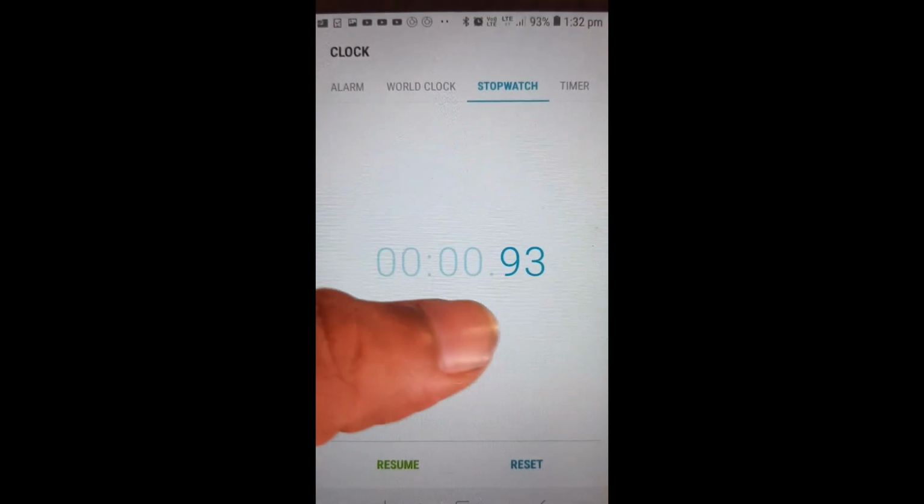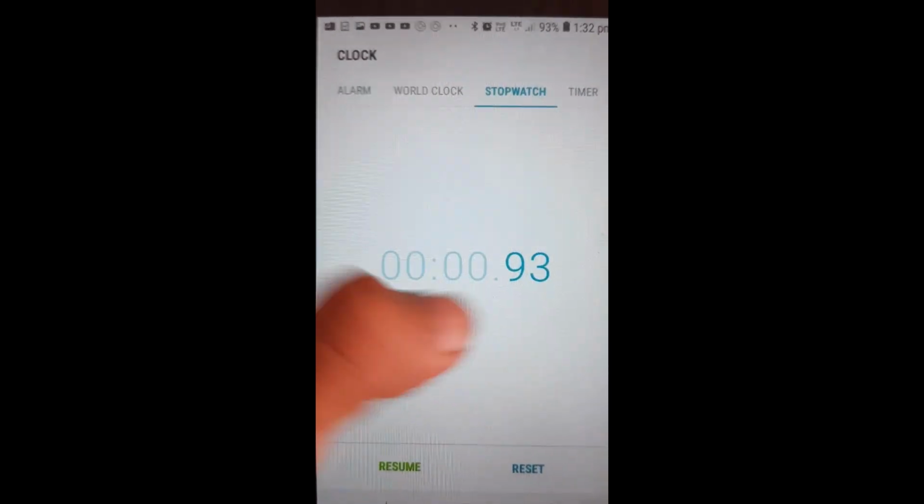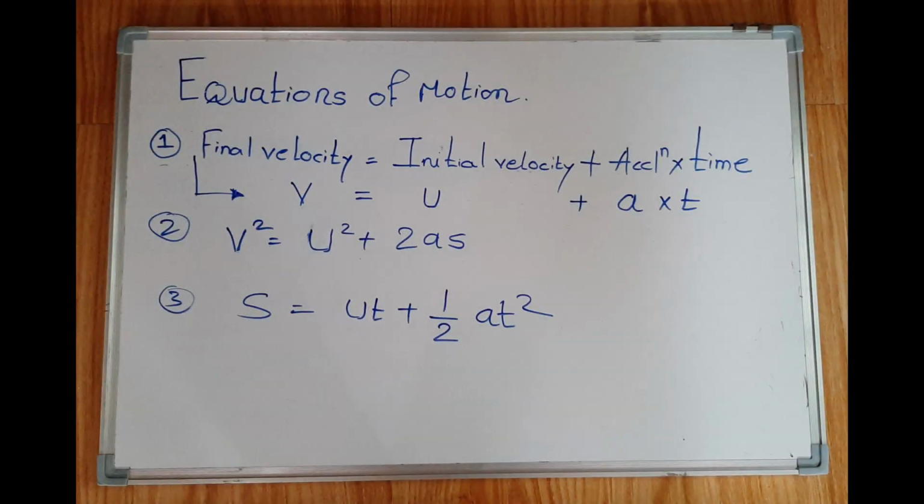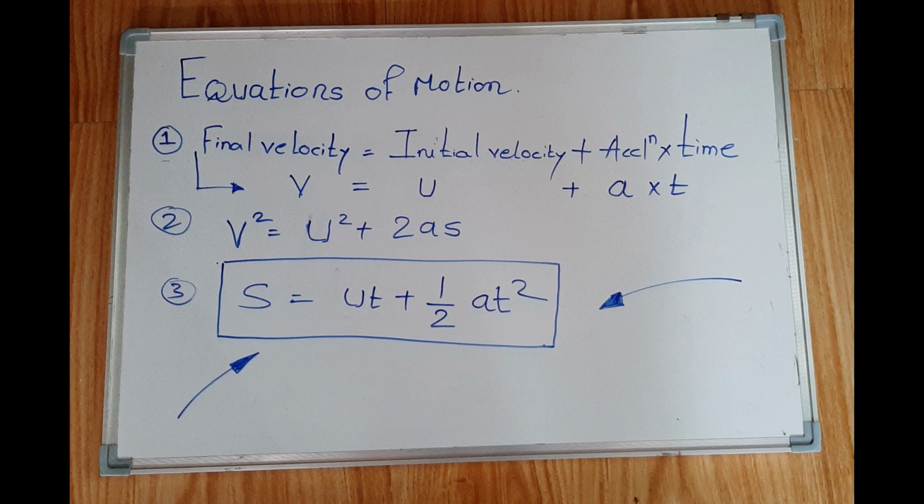So these are the 3 sets of readings that we have taken, and we are going to take their average value. So these are the 3 equations of motion you are looking at here, and according to the parameter that you are going to calculate, you can select any one of them. In our case we are going to select the third one, as we are going to calculate the height of the wall.